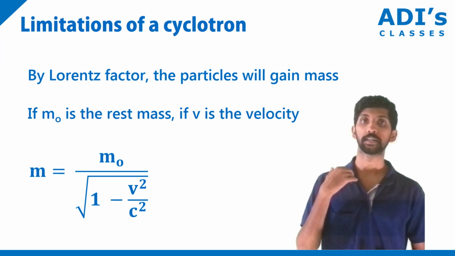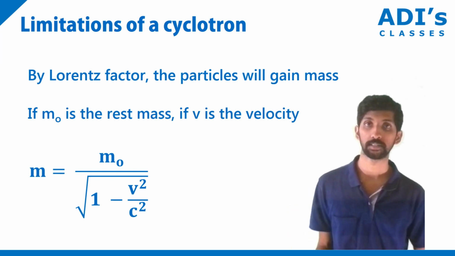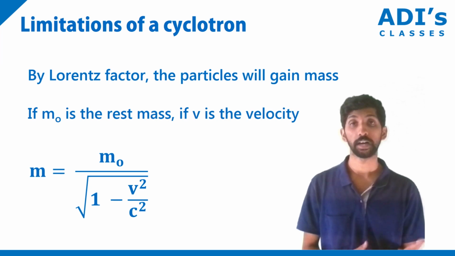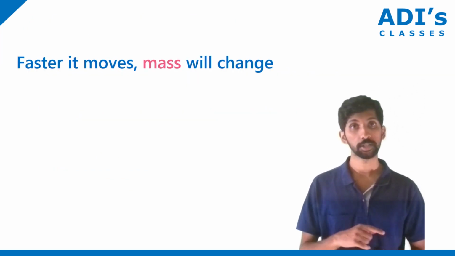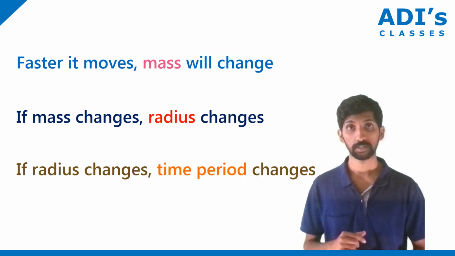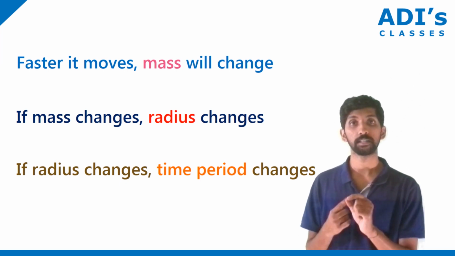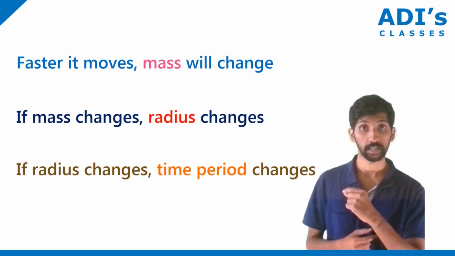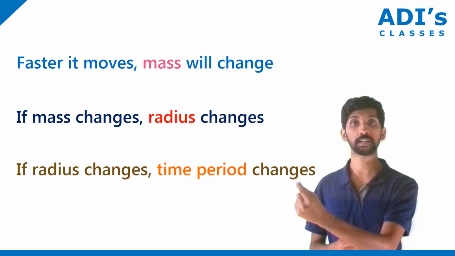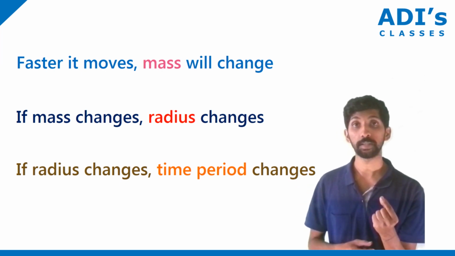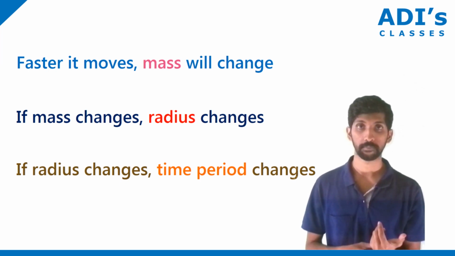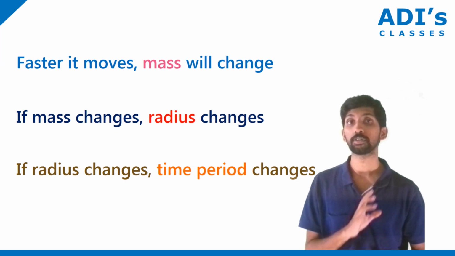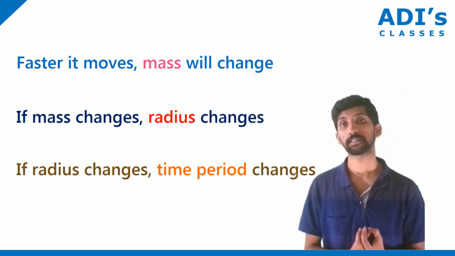Now as the particle moves faster and faster, more mass will be accumulated onto it. If mass changes, then the radius will change. If the radius changes, the time period will change, correct? If the time period changes, then the particle has to come to the D, change direction and go to the other D. So there will be a lag, a delay in time. So this is not a good way of designing a cyclotron.